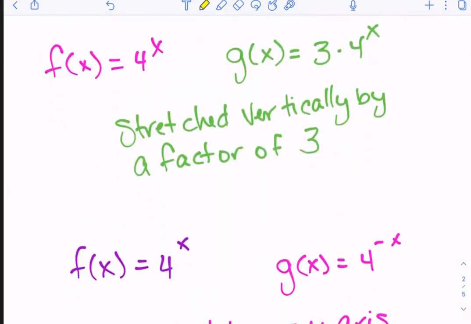F of x equals 4 to the power of x, and then g of x equals 3 times 4 to the power of x. So we've got this number outside in front of our function that was added. The number is greater than 1, so it's going to be a stretch vertically, and by a factor of 3. So everything's just going to get taller.